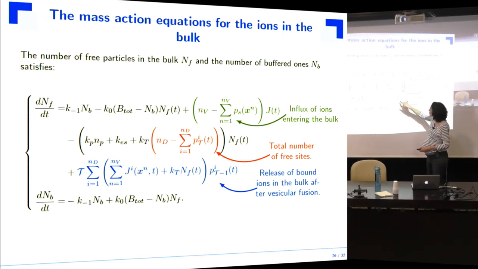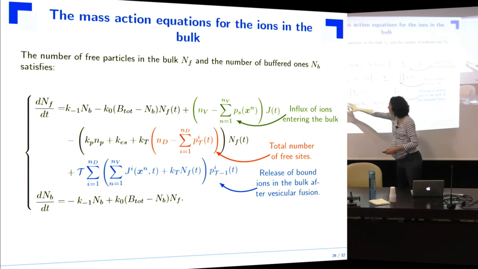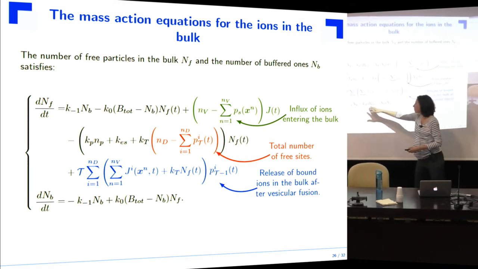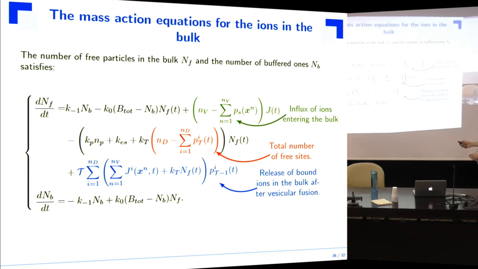This term is not extremely important, but you have to make a choice what you do with those five ions each time you have a vesicle released. And because we have few ions in the end, it can make a difference in simulation if you don't make a decision for those ions. And here you have the number of bound ions to the buffers. So it's just a mass action model.